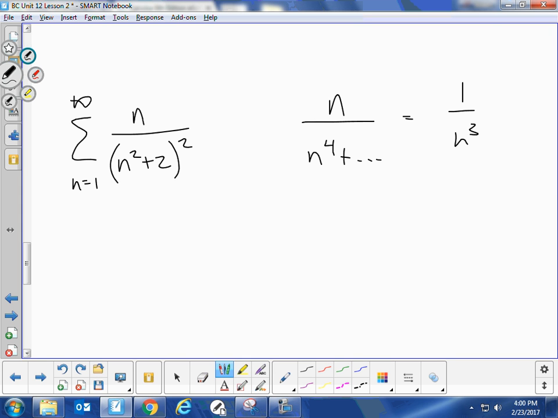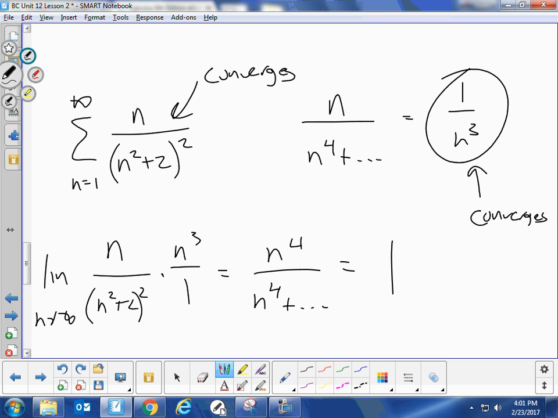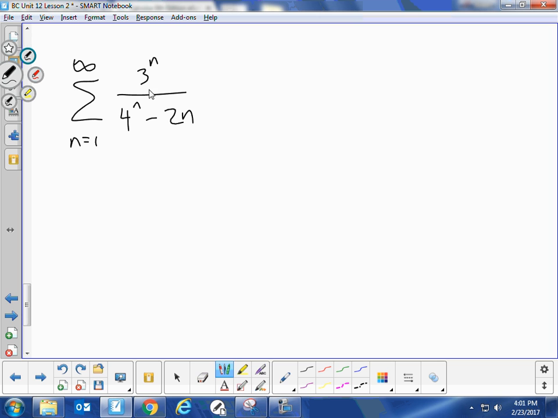This kind of simplifies to 1 over n cubed. I will use this simplified 1 over n cubed as my comparison. I know this converges. It's a p-series with the number greater than 1. So I look at the limit as n approaches infinity of n over n squared plus 2 squared times n cubed over 1. I am dividing, but we end up multiplying. This gives us n to the 4th over n to the 4th plus some stuff. This cancels. The limit is equal to 1. So since this converges, I know this converges. Okay, for this one we would use 3/4 to the n as our comparison. We would find that this also converges, because this is a geometric series and it converges.